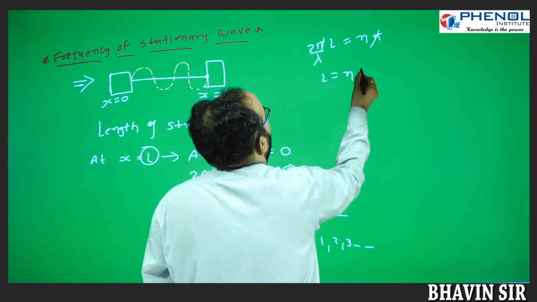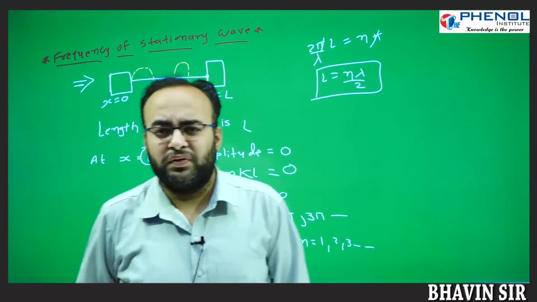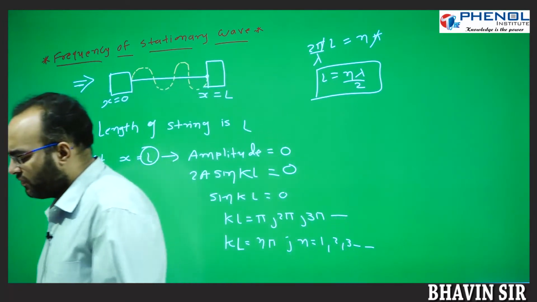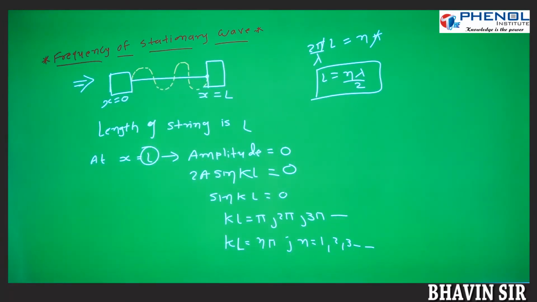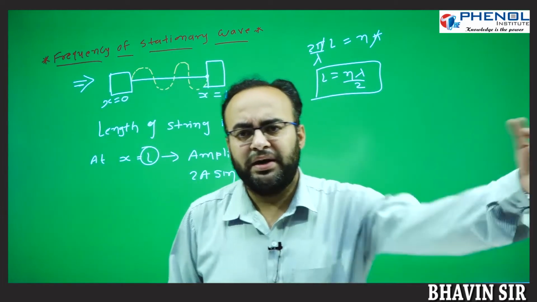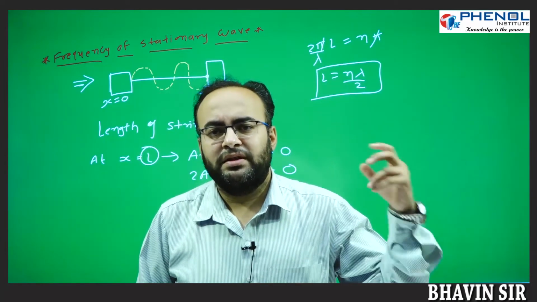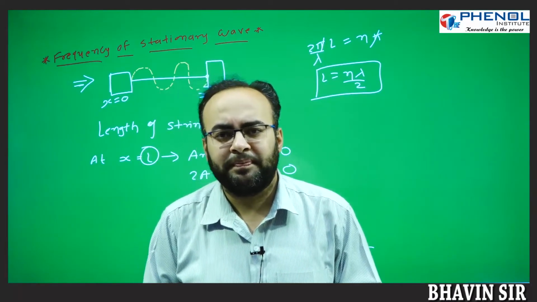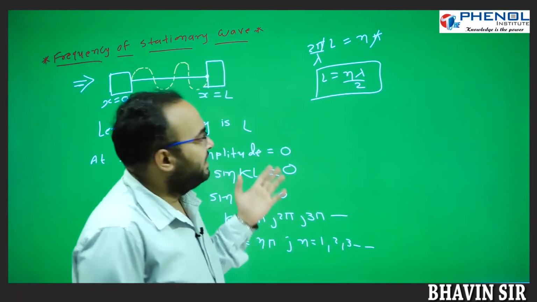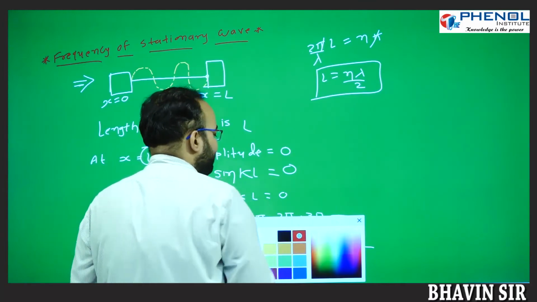So what is the length of a string? Remember, what is the length of a string? n lambda by 2. Now remember this. Now from that we can obtain the frequency. What is L? n lambda by 2. Now students, from this formula we can obtain the formula of frequency. See, L is equal to n lambda by 2.